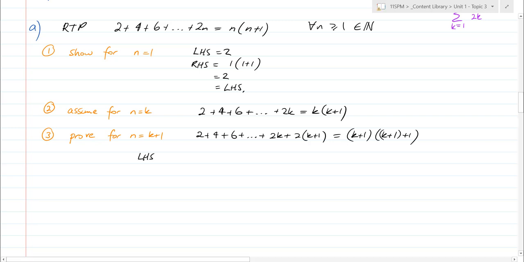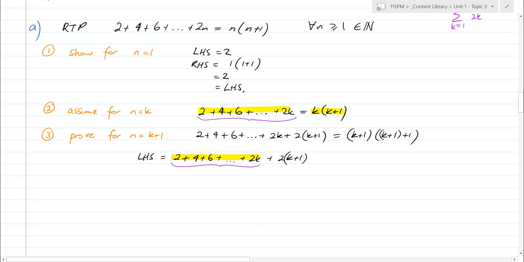Left-hand side is equal to 2 plus 4 plus 6 plus ... plus 2k plus 2k plus 1. Now, watch this. The purple bit there is equivalent to the purple bit in my assumption. So I hope you can see that I can take this and swap it from the assumption with what it's equal to.